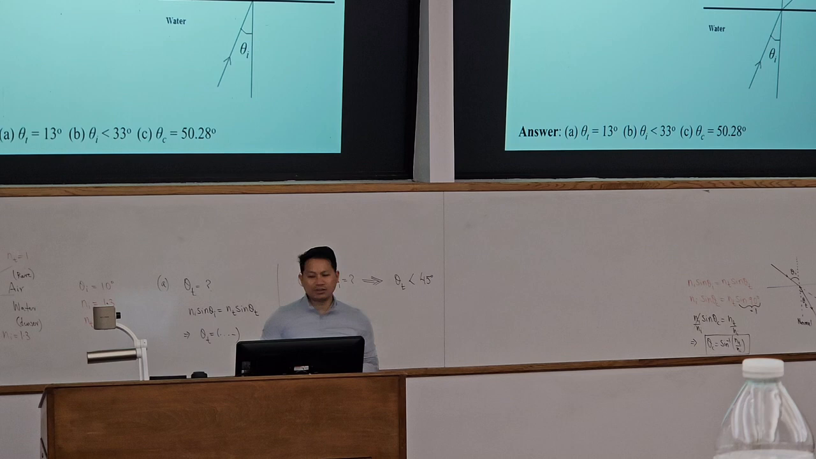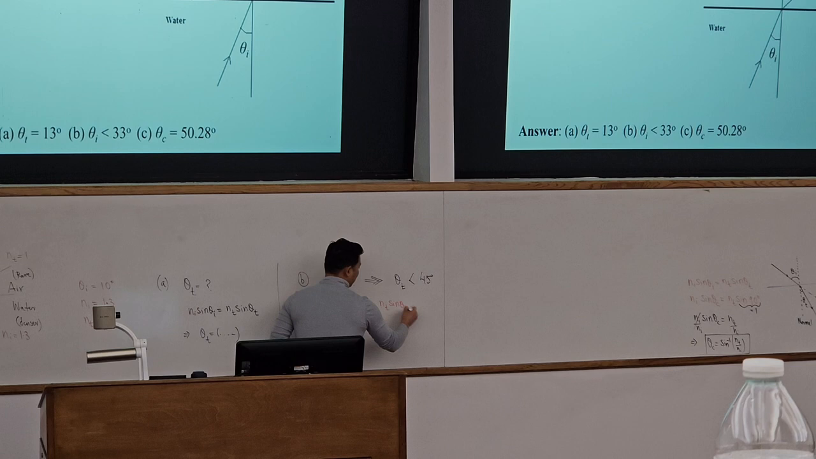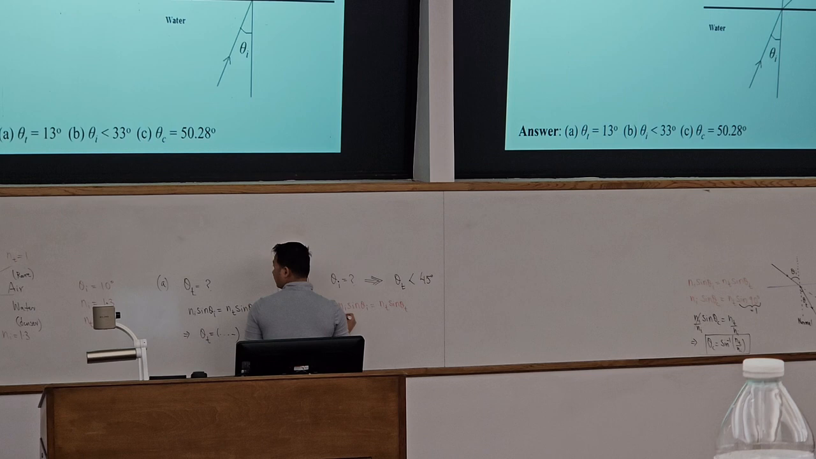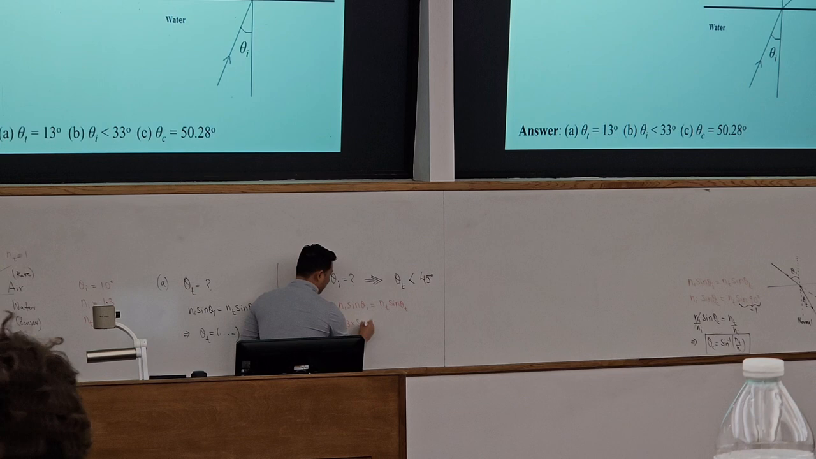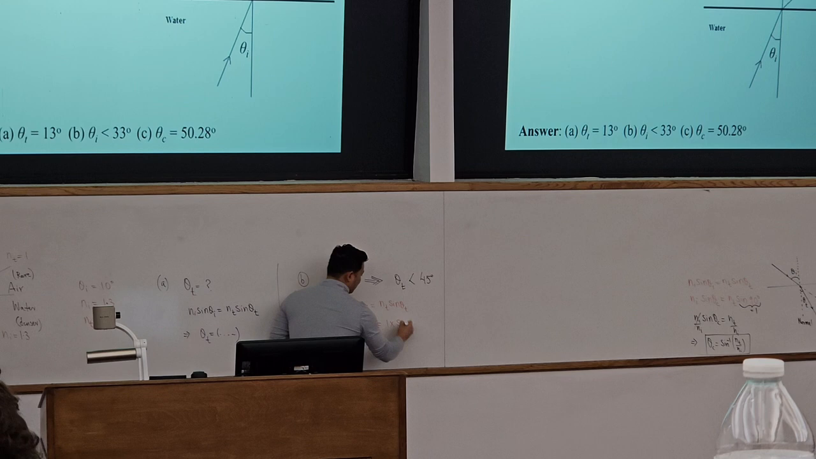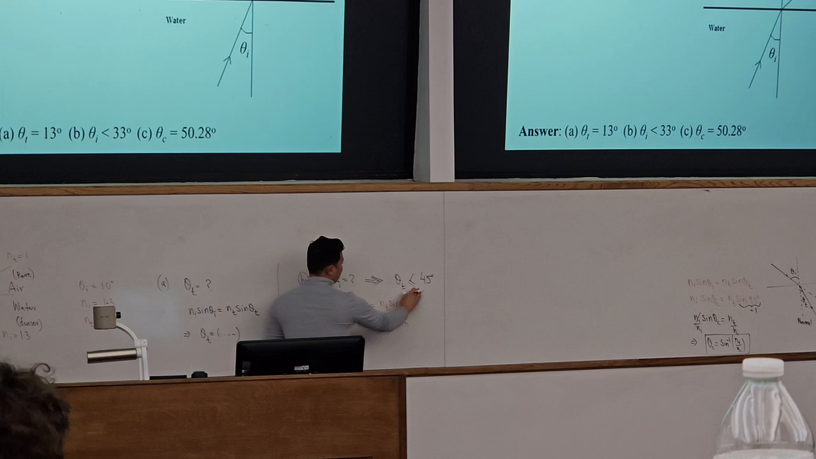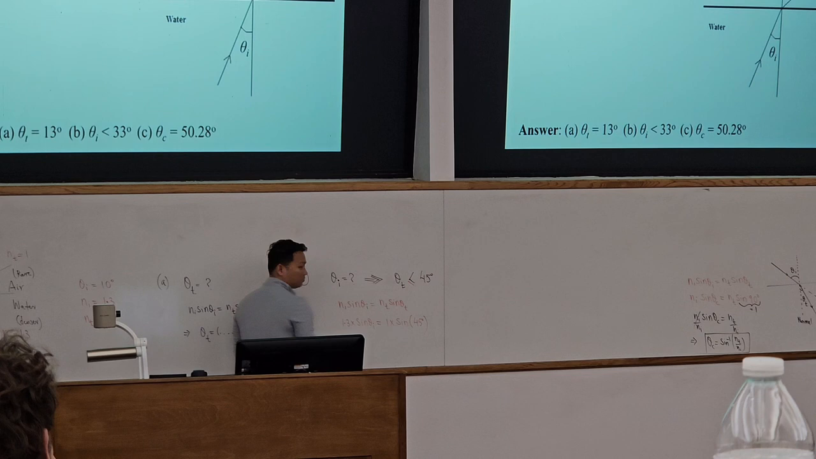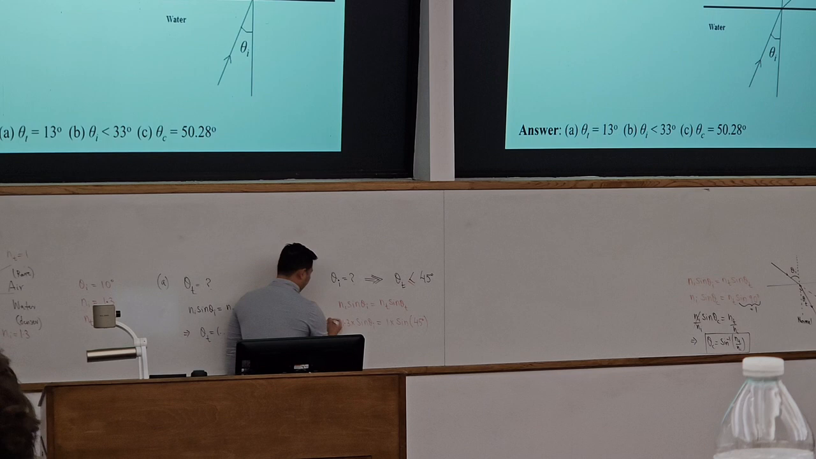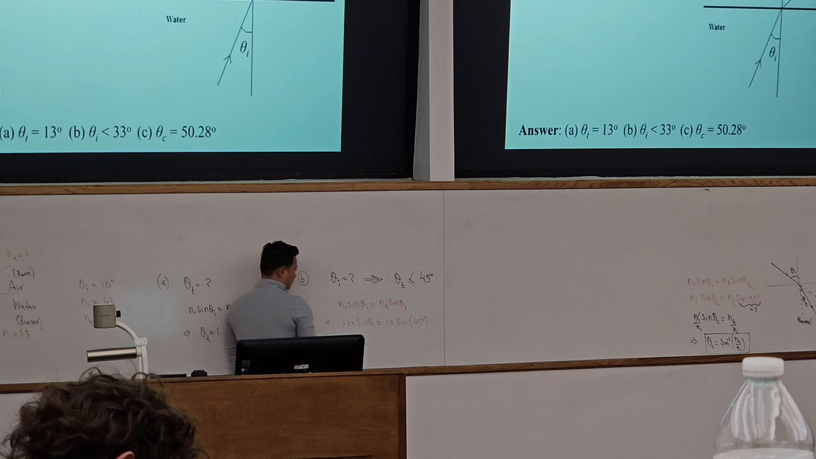So what should I do? I'm going to do the same thing. NI sine theta I equals NT sine theta T. The NI value is 1.3, times sine theta I, which I need to find. NT is 1 times sine 45. Since the condition is less than this, I just put equal. In this equation you have only one unknown, that is theta I.